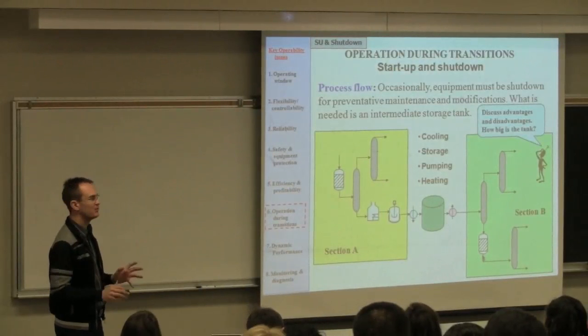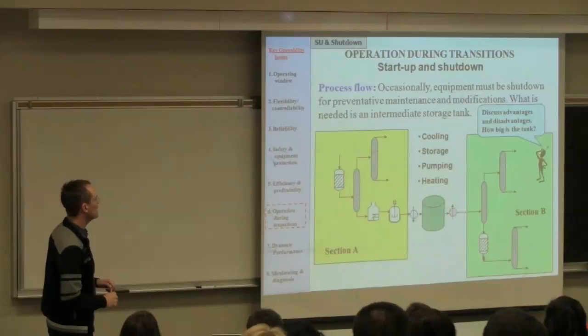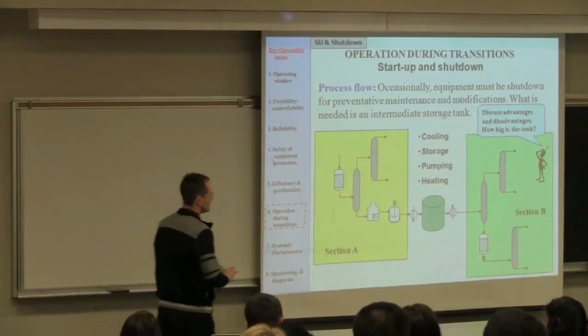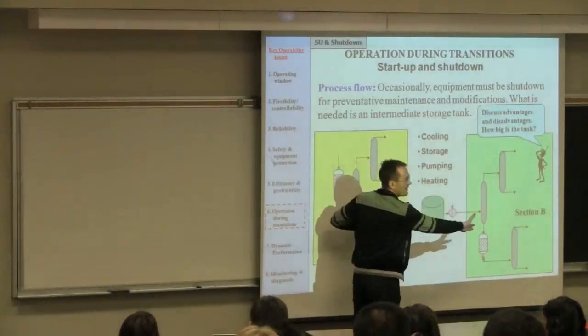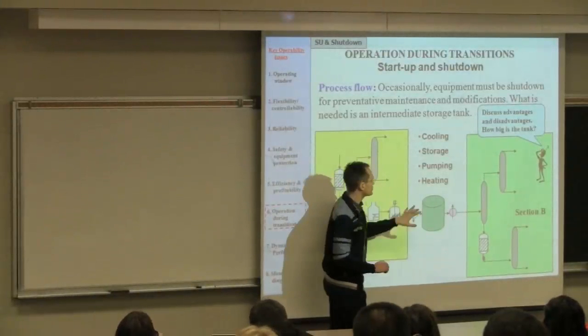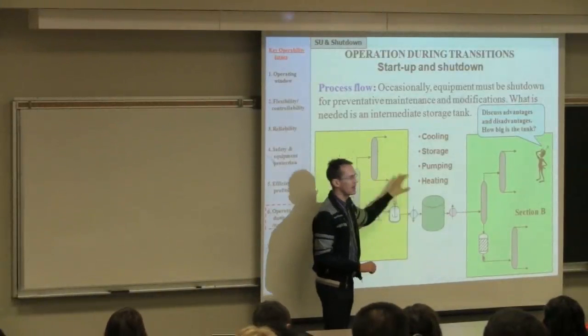What do we mean by decoupled? It's a word you've used in process control. But decoupled essentially means parts of the process that have no interaction. So section B here has no interaction with section A.